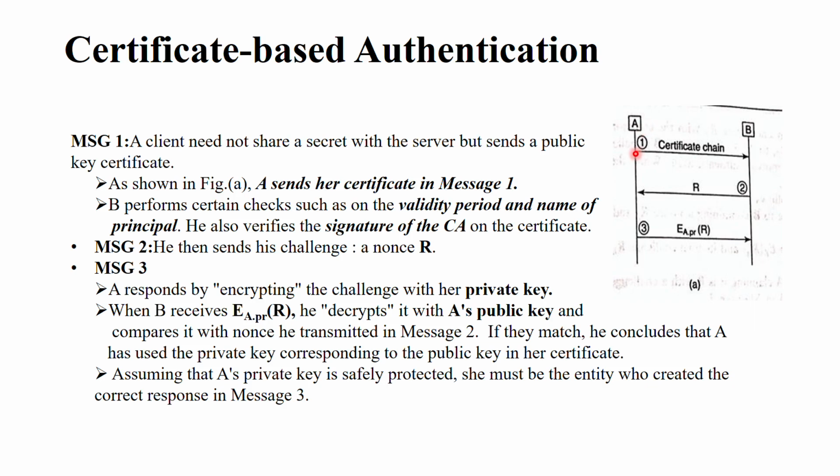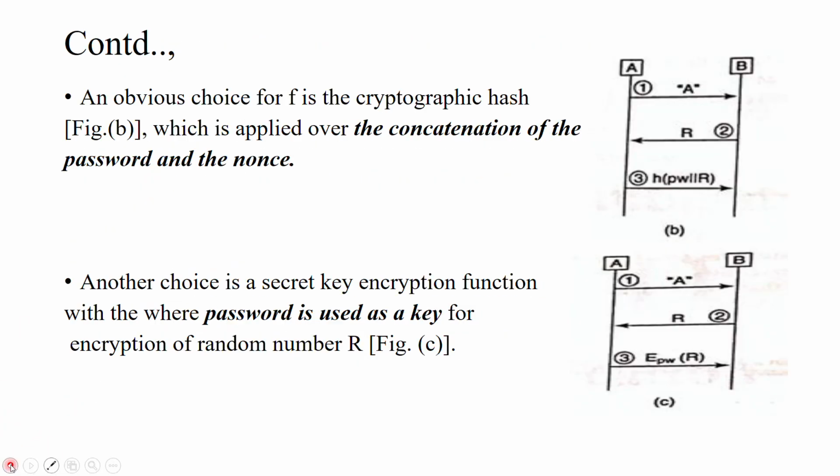So A sends the certificate chain, that is the certificate of A, a digital certificate with the signature of the CA. After receiving it, B will send the reply with the nonce, a randomly generated number. Now A will encrypt that nonce. For the encryption, earlier you were using your password.